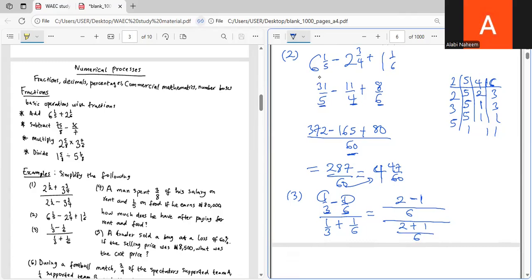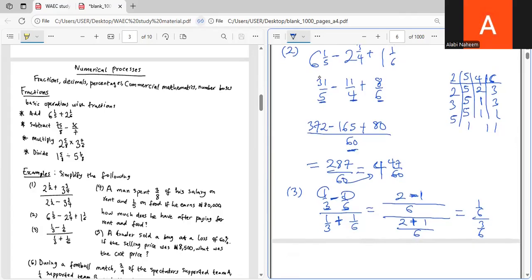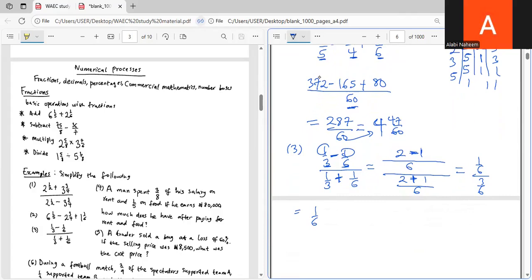Why? Because at the numerator you have 1 over 3, 1 over 6. Here also 1 over 3, 1 over 6. So we should have the same number. The sign will change: you have minus here, you have plus, but the number should be the same. 2 minus 1, 2 plus 1, over 6 over 6. To simplify, 2 minus 1 is 1 over 6, over 2 plus 1 is 3 over 6. So this becomes 1 over 6 divided by 3 over 6.